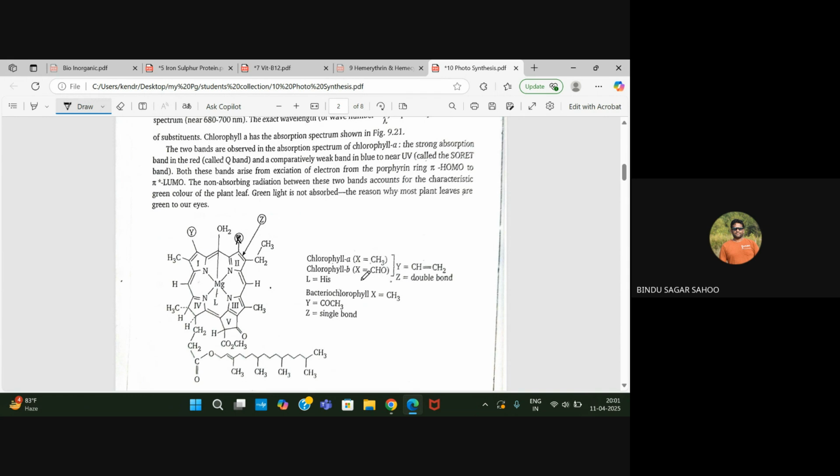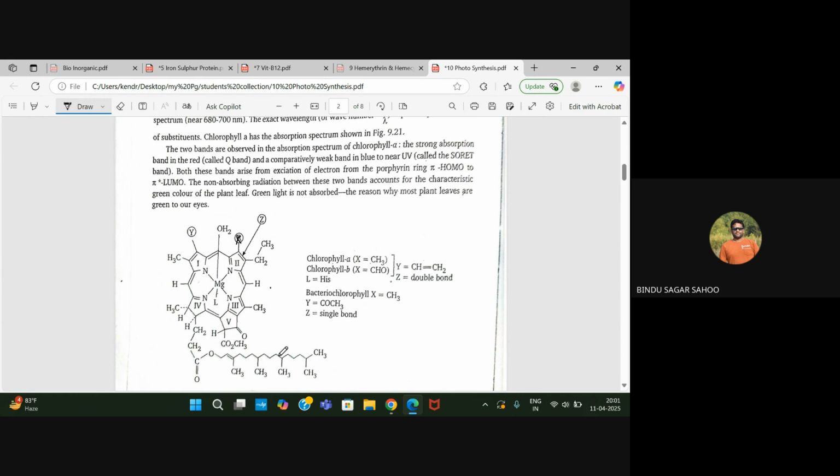Some chlorophylls are also present in bacteria, with some modification of structure. In place of X, if CH3 is present, and in place of Y a COCH3 group is present, and in place of Z if this bond is reduced, they can form bacteriochlorophyll. And the structure will be bacteriochlorophyll. So these types of bacteriochlorophyll are available in some bacteria also, and they can also do photosynthesis.